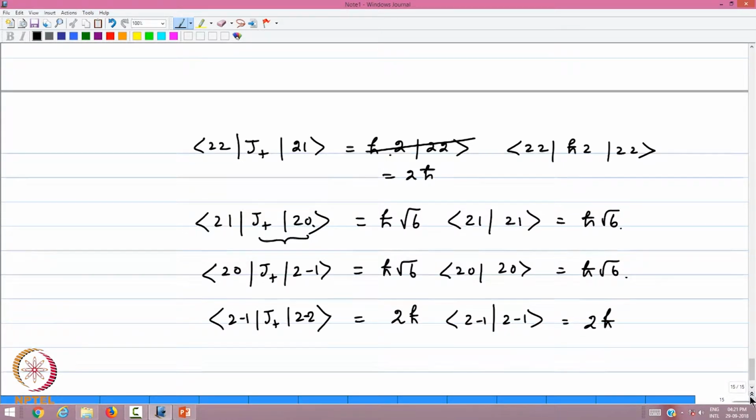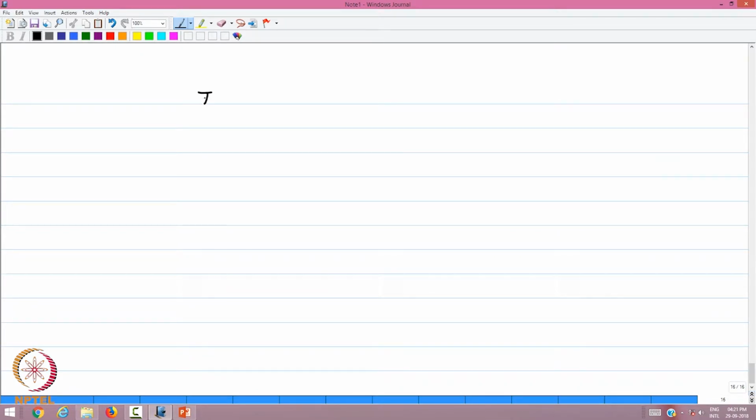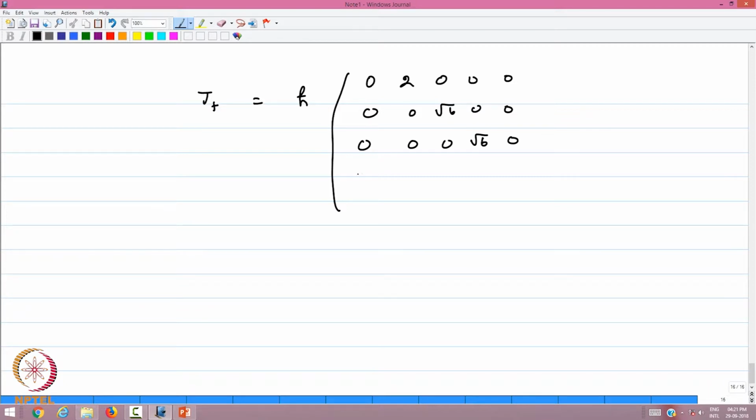So, the matrix element for j plus is immediate, that it is h bar times 0 2 0 0 0; 0 0 root 6 0 0; 0 0 0 root 6 0; 0 0 0 0 2; and 0 0 0 0 0. Therefore, you can see the matrix for j minus is the Hermitian adjoint.